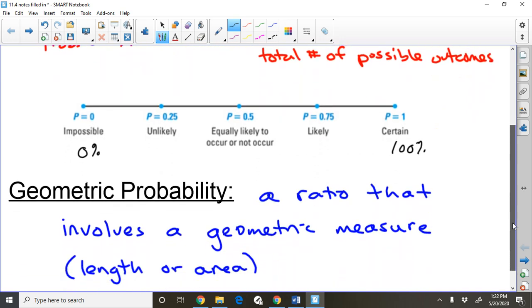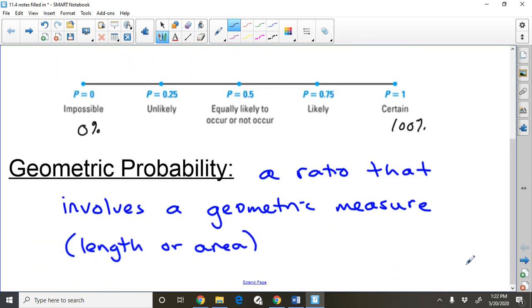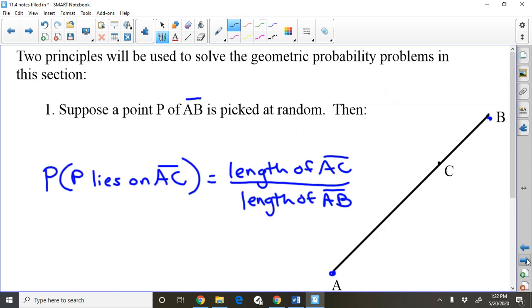The problems we're going to do are geometric probability. This is a ratio that involves a geometric measure, either length or area. There's 2 principles that can be used to solve the geometric probability problems in this section. So, for example, suppose that point P of segment AB, so P is somewhere on this segment, is picked at random. If I want to find the probability that P lies on segment AC, the probability that it's between A and C, knowing that it is between A and B, is the length of segment AC divided by the length of segment AB.